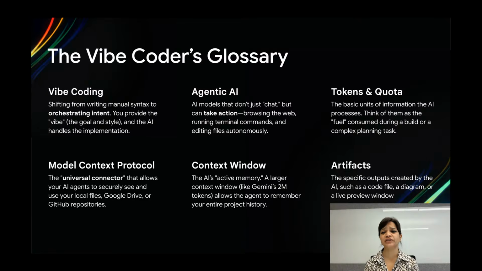The other thing is tokens and quota. We'll be hearing this a lot. So the basic unit of any information that AI processes, whether as a request or as a response, that basic unit is what we call the tokens or the quota. This is the actual fuel that gets consumed when you're building or interacting with this agentic AI. So yes, you need to be mindful of how much information and how much quota you have to leverage in order to complete your application or your idea end to end. So all of those things come into play. So that's another terminology you may want to be familiar with.